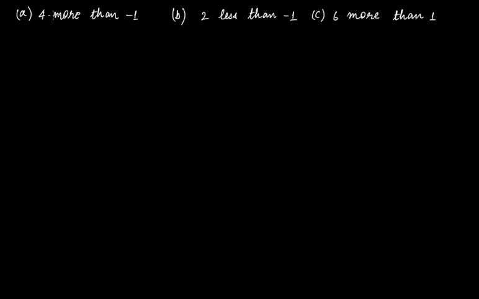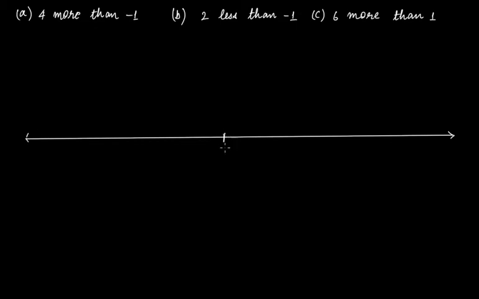So the first one is that 4 more than -1. It's actually addition only. So first you take a number line in such questions. So your number line will be like this, and let's mark numbers on this number line: 2, 3, 4, 5, 6, 7, 8, 9.